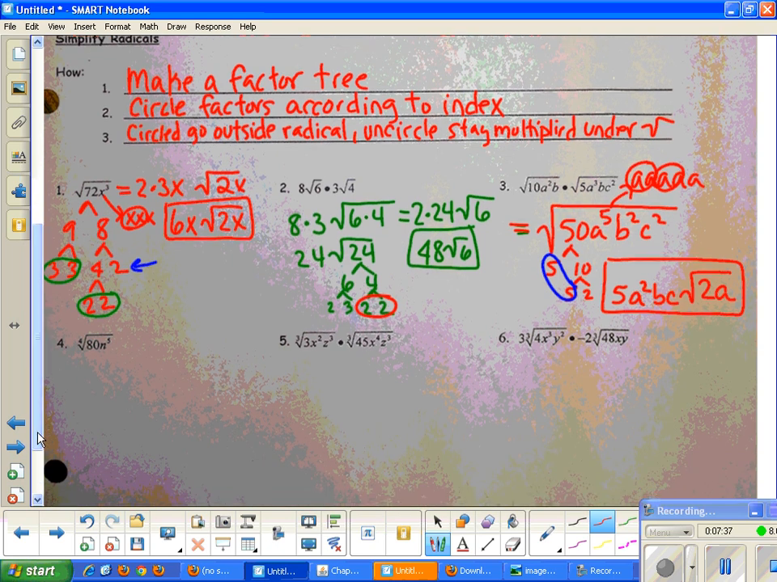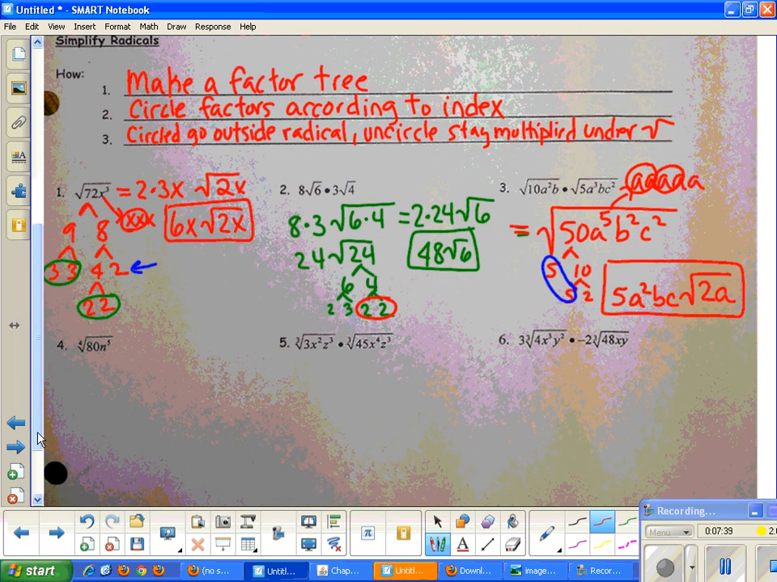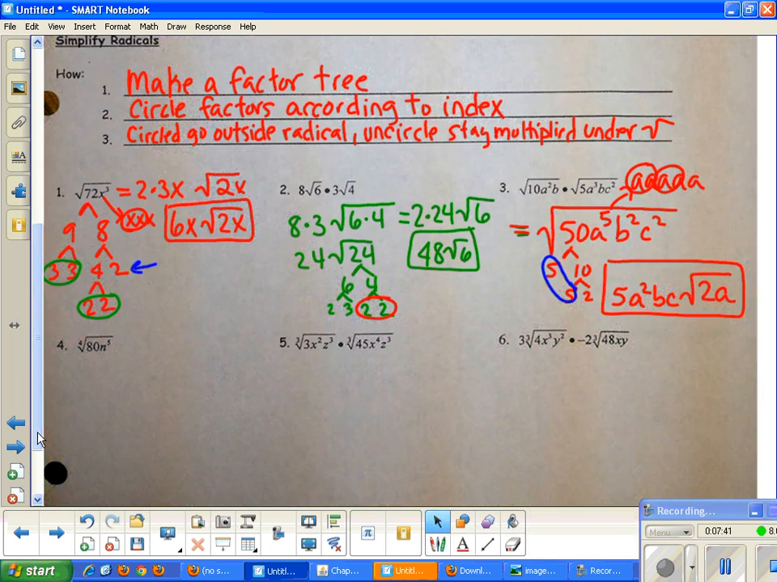Now what happens when the index is not 2? When the index is not 2, then we're going to have to look for the groups according to what the index is. So if you look at question number 4 here, the index is 4. That means I want to look for a group of 4. So for this first one, I'm going to factor it down or break it down.